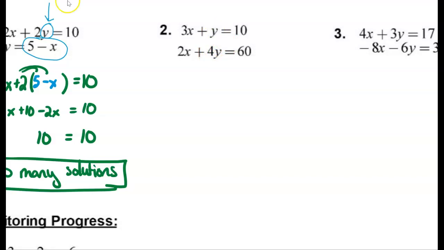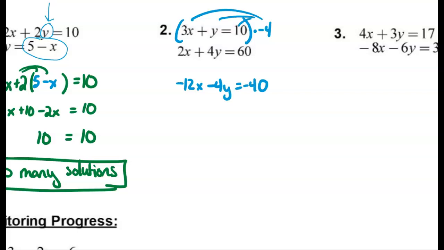Well, that would be really simple to get that to happen by multiplying times a negative 4. And remember, it's fine to do that as long as you multiply everything in the equation by that negative 4. Okay, so I end up with that. And then my original second equation was 2x plus 4y equals 60. And now I can add straight down.